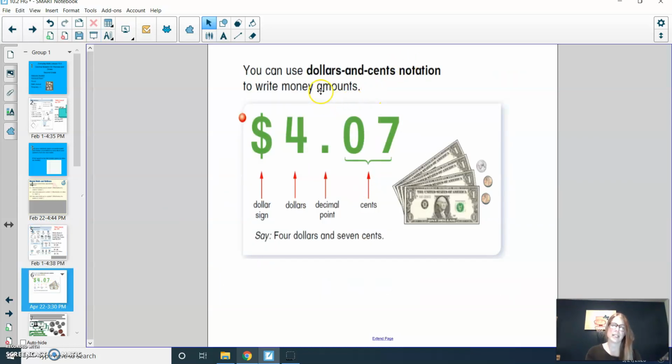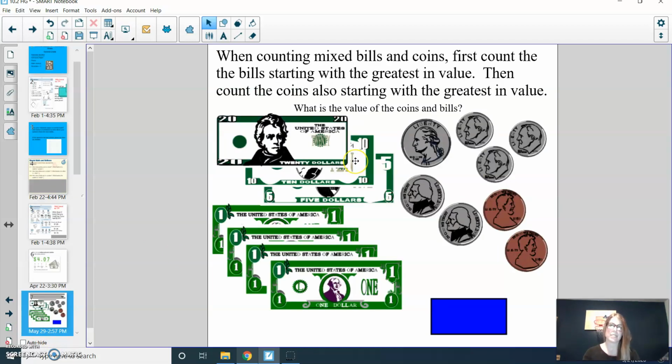In today's lesson, we're talking a lot about dollars and cents notation to write money amounts. When we're doing that, we need to make sure we first have our dollar symbol. Then we have the first amount that would be our dollars, our decimal point, and then the last would be our cents. So to read this number, I would say $4.07. When counting mixed bills and coins, we first want to count the bills starting with the greatest in value. Then we're going to count the coins starting with the greatest in value. If you could count the money that's on the page and then press play when you're ready to hear the answer.